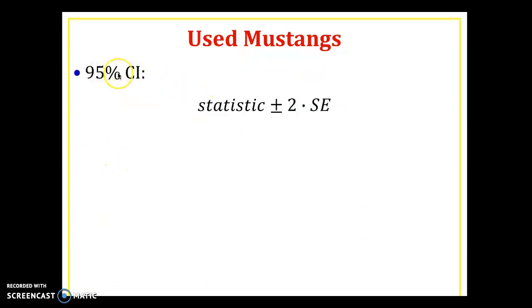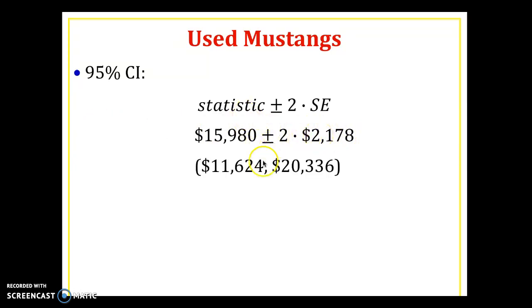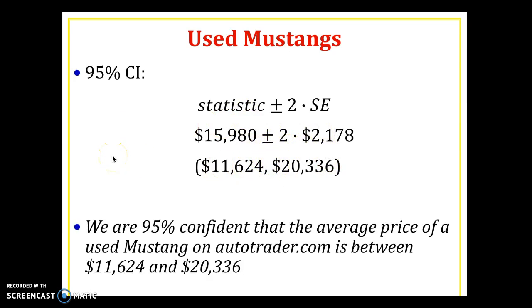So as a reminder, that 95% confidence interval is computed by taking the statistic and adding and subtracting 2 times the standard error. For the slide, the sample statistic is 15,980, plus or minus 2 times, and we're going to go with the slide's standard error, 2.178. We have to multiply that times 1,000. Add and subtract 2 times that to get our 95% confidence interval. And we'd say we're 95% confident that the average price of a used Mustang on autotrader.com is between $11,624 and $20,336.